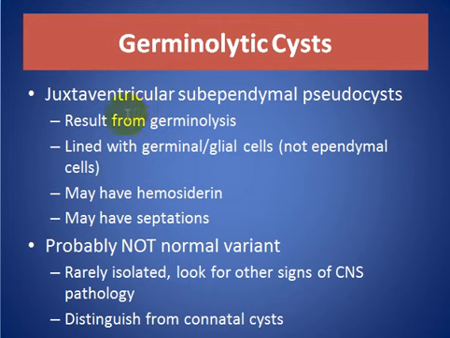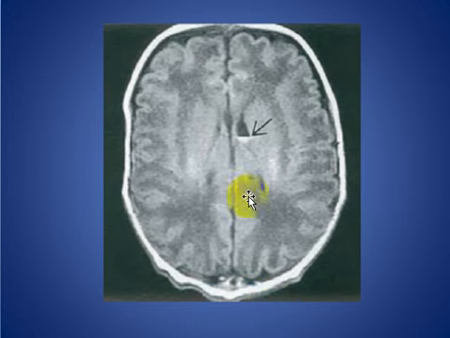Germinolytic cyst is a juxtaventricular subependymal pseudocyst resulting from germinolysis, lined by germinal glial cells, not ependymal cells. It may have hemosiderin, may have septation, is probably not a normal variant, and is rarely isolated. Look for other signs of CNS pathology to distinguish it from connatal cyst. Here is a newborn patient, FLAIR images, with seizures, and we have a cyst with a fluid level in the caudothalamic groove.